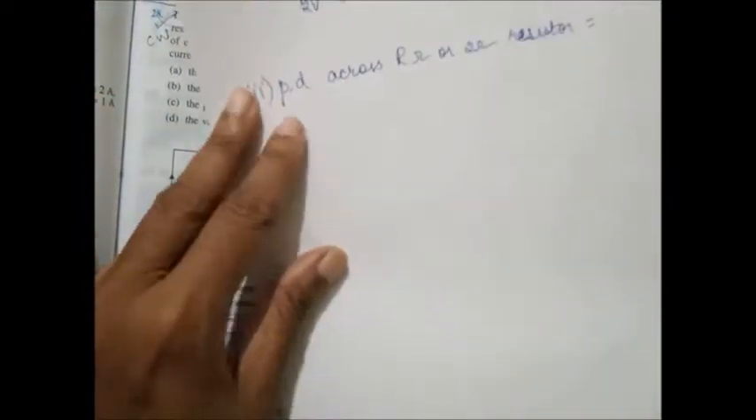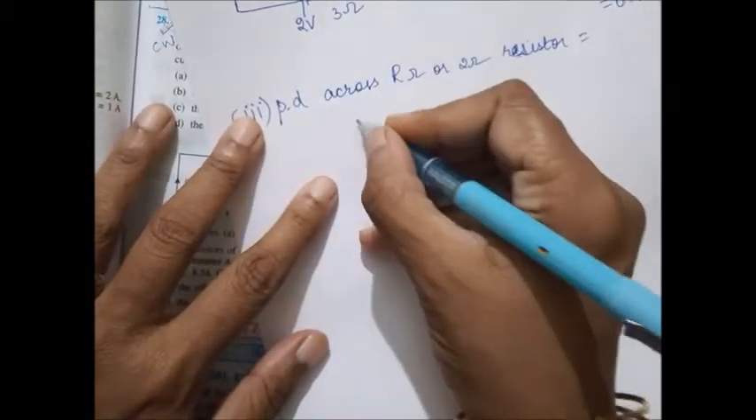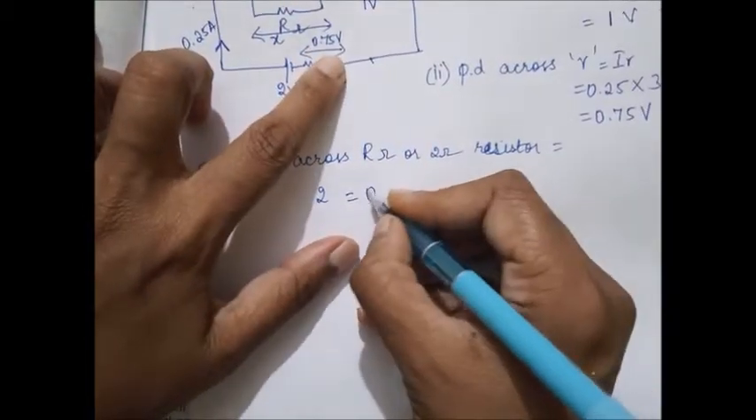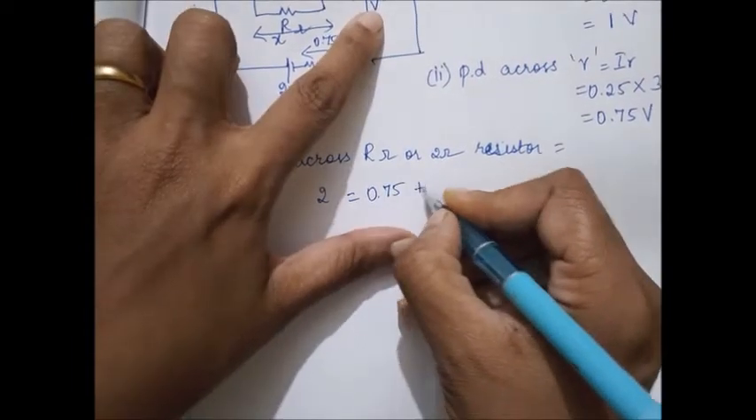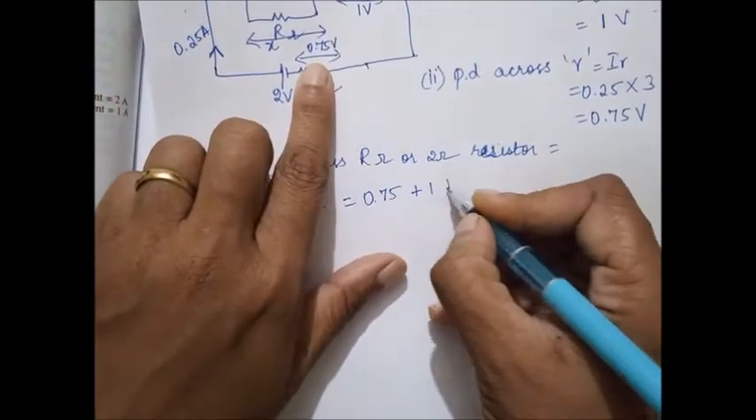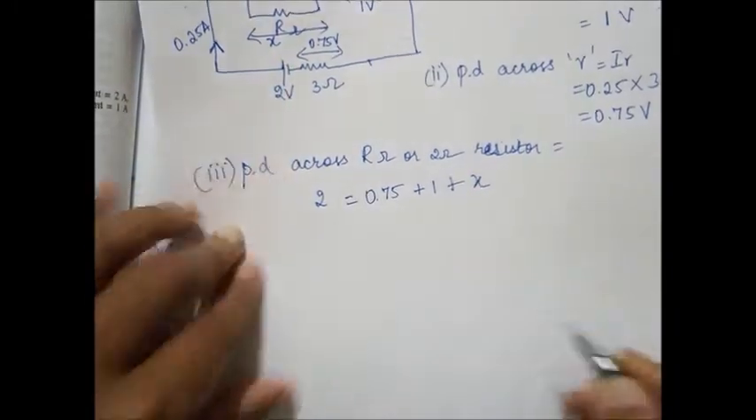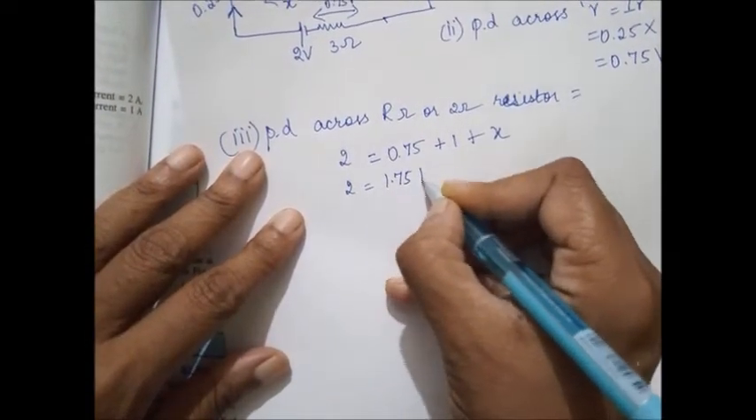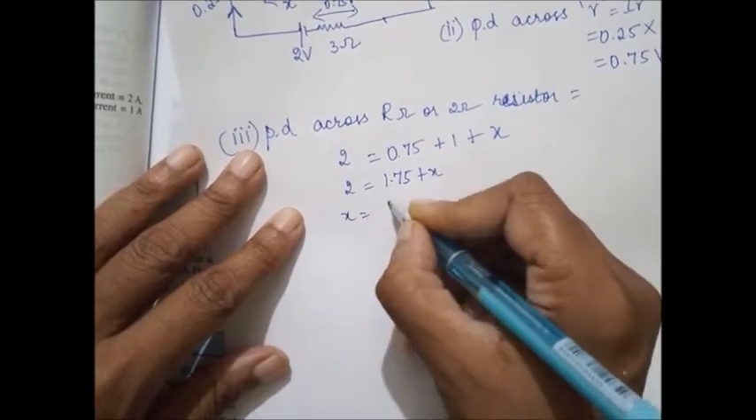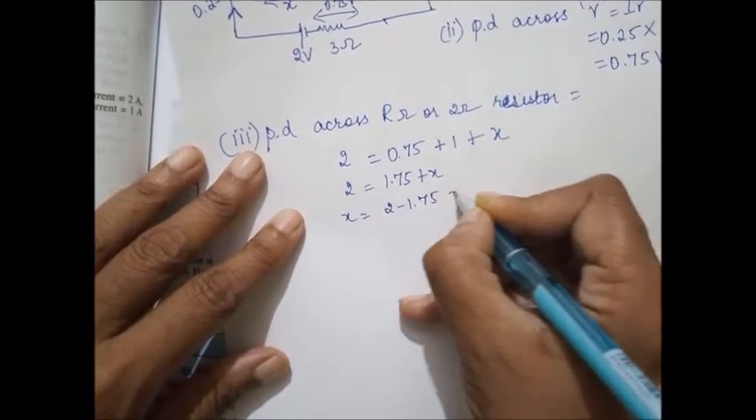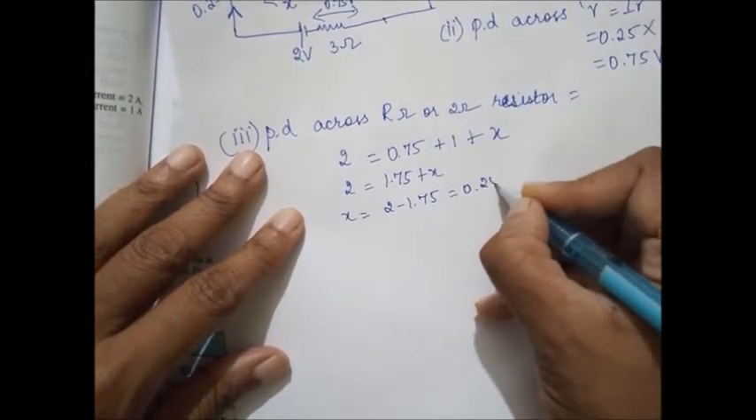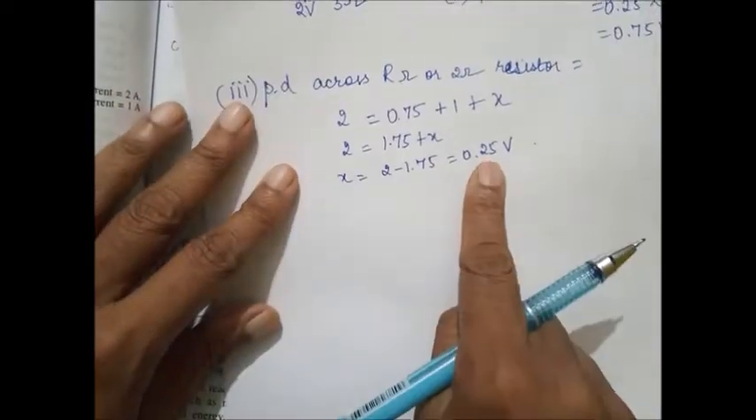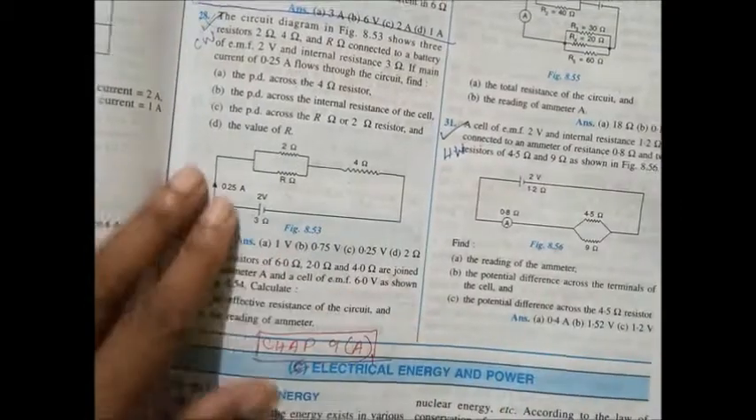So same principle I'm going to use. 2 volt is the supply is equal to the potential difference here 0.75 plus the potential difference here plus X. Okay, so 2 is equal to 1.75 plus x, or x is equal to 2 minus 1.75, that is 0.25 volts. So potential difference across this parallel combination is 0.25 volt.